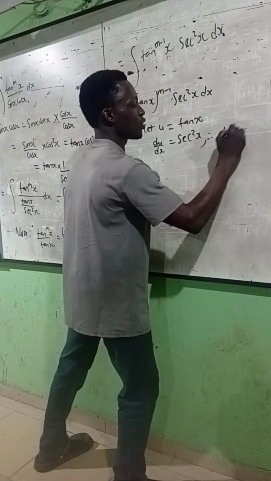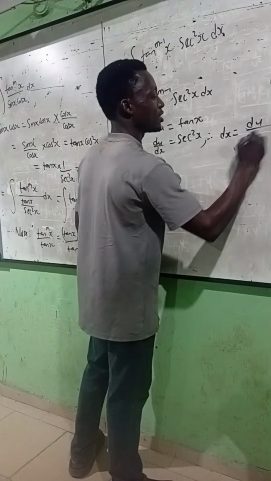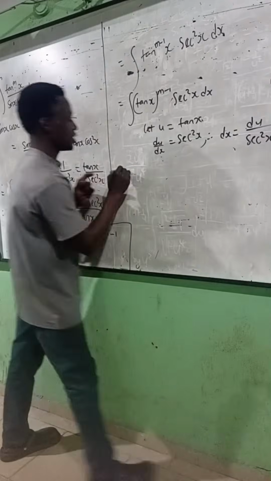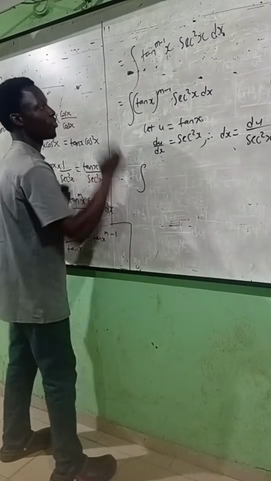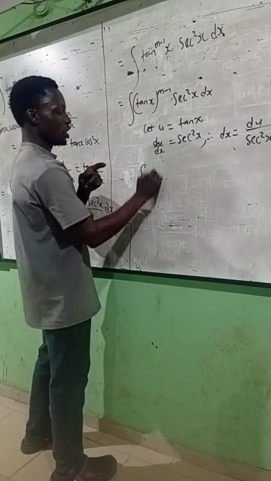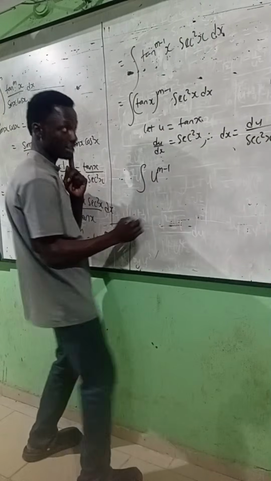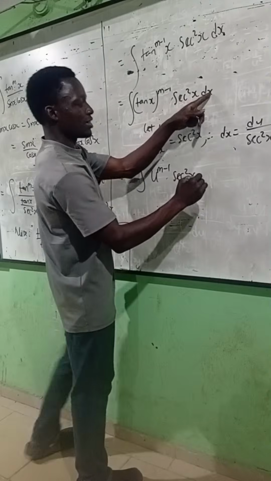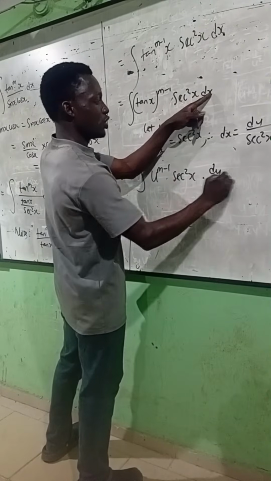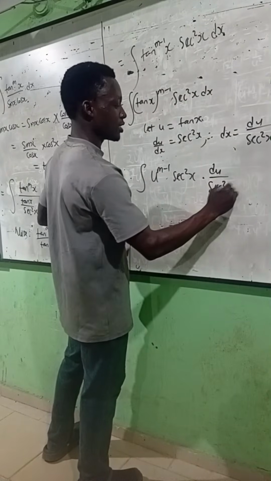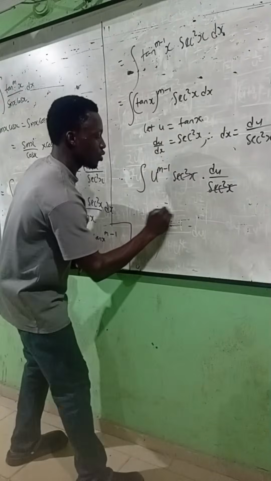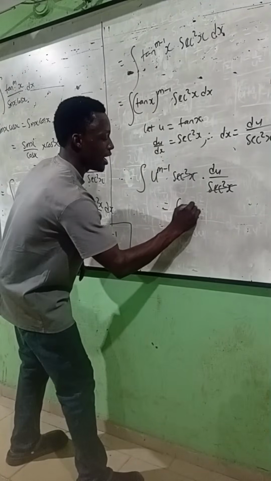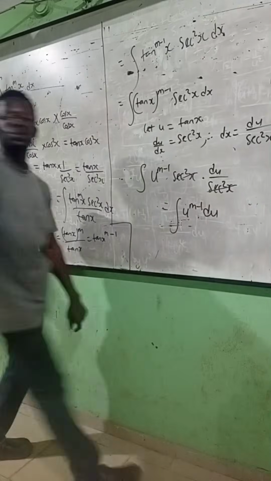Therefore, x equals what? du over sec square x. Therefore, we have the integral of u raised to the power m minus 1 times sec square x. What's our dx? du over sec square x. So the integral equals the integral of u raised to the power m minus 1 du.